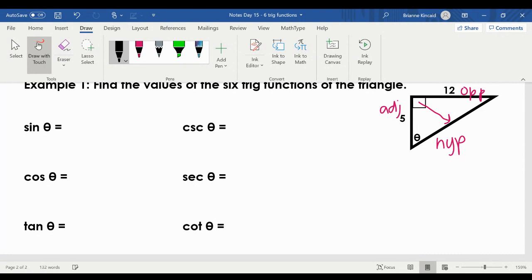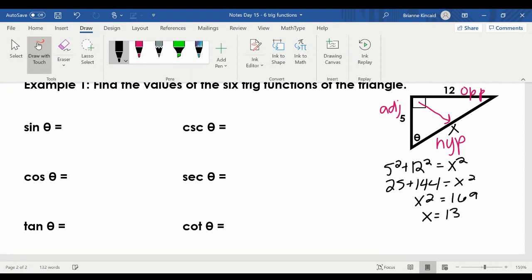In order to find the missing side in a right triangle, we want to use Pythagorean theorem. So that's a squared plus b squared equals c squared. We'll call this unknown side x, or leg squared plus leg squared equals hypotenuse squared. This is going to give us 25 plus 144 equals x squared, or x squared equals 169. Taking the square root, I'm going to get that this missing side is 13.